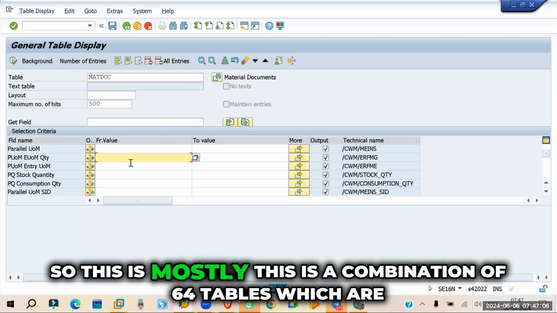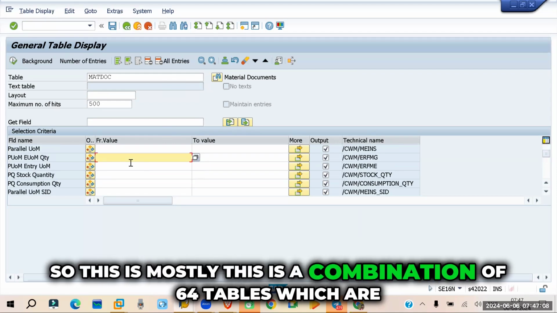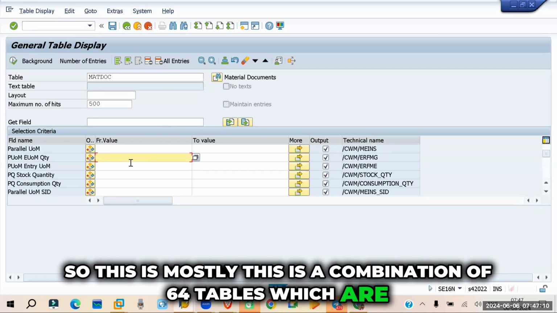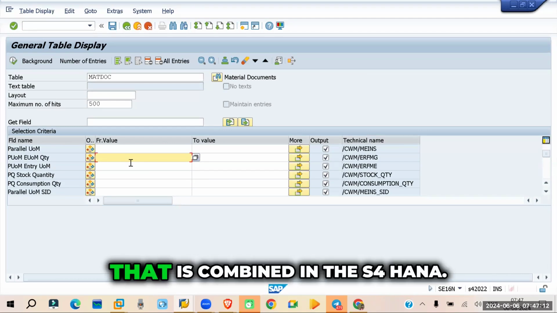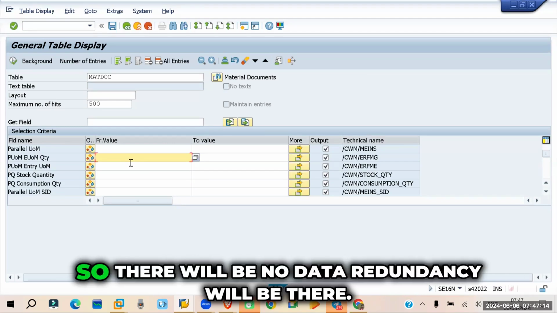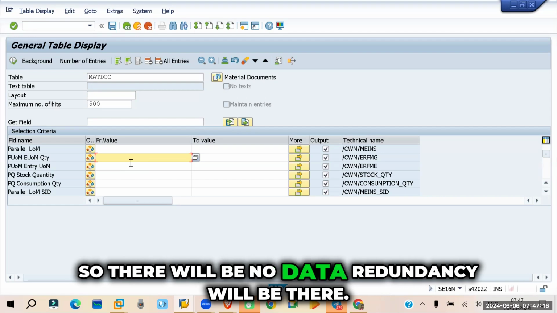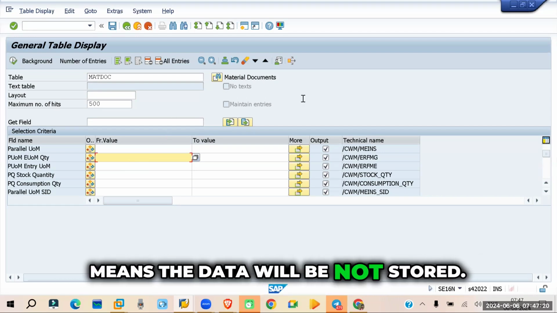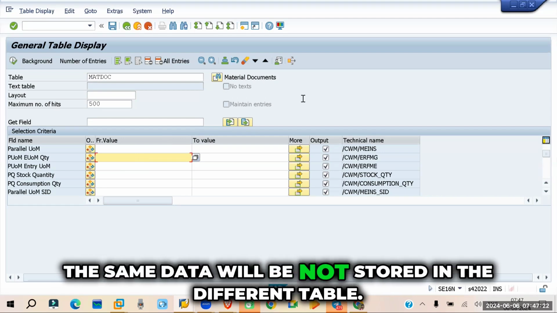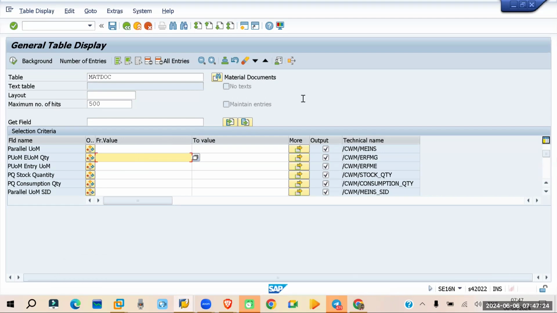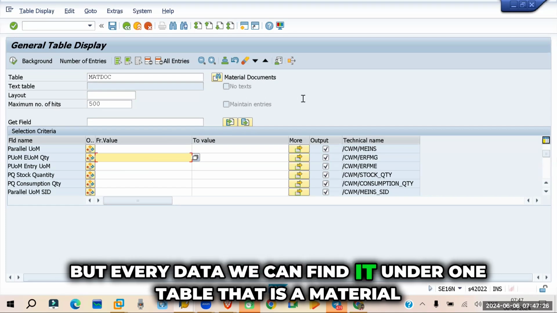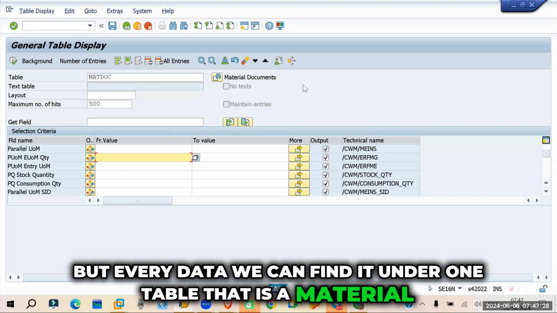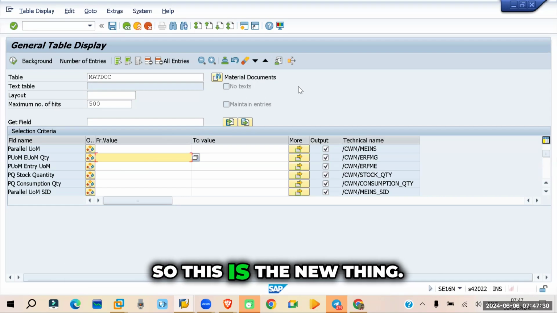So this is a combination of 64 tables which are available in ECC that is combined in S4 HANA. So there will be no data redundancy. It means the same data will not be stored in different tables, but every data we can find under one table, that is the material document table. So this is the new thing.